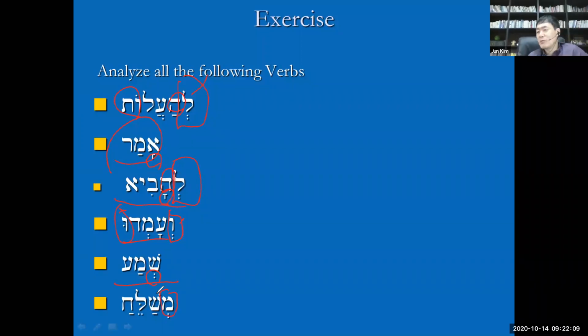Mem is indicating what? Participle. Just put participle first and figure out what form we have out of the four. We have sure and the preformative. Then it indicates what? Piel stem. That's it.